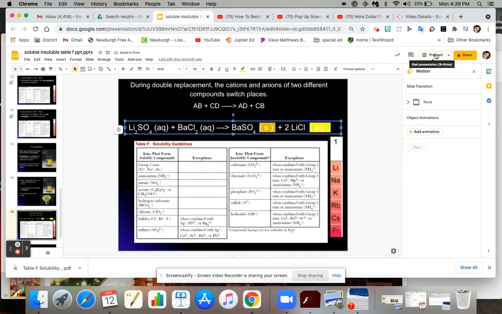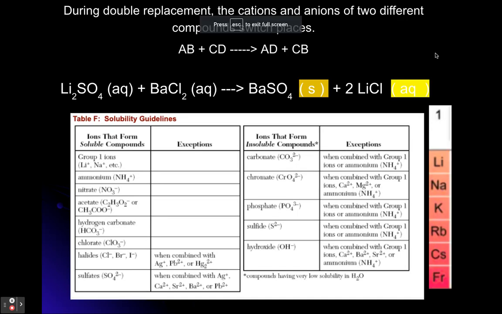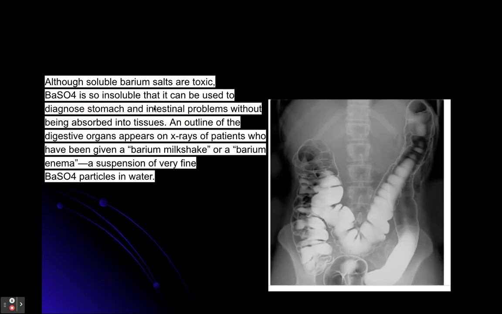So that's what you would put in a double replacement reaction. You can predict which things will be the solid precipitate. You can make a prediction. And this is actually used in the real world, this particular piece, barium. Barium salts are generally toxic, but barium sulfate is insoluble, as we just found out.